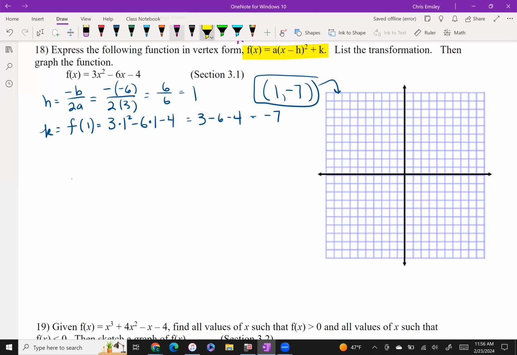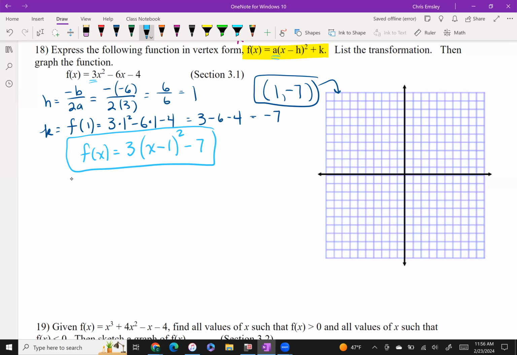So our vertex form would be f of x equals a. a is the same whether you're in vertex form or general form, so a is 3. (x minus h) quantity squared. Don't forget to square it. If we don't square it, it's not a quadratic. And then plus k, we would have plus a negative 7 here. We would simplify that to simply minus 7. So there's our vertex form.